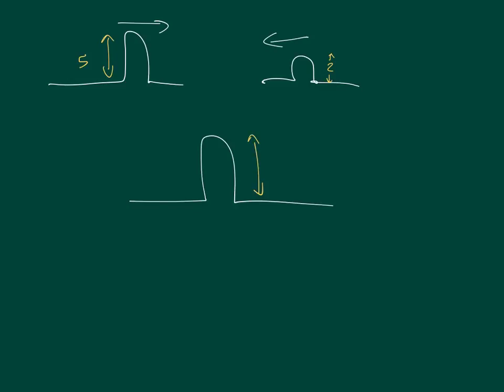So this height, they combine to make a height of 7, okay, when they actually hit each other. And then the waves will continue and they'll pass through each other. So this little guy with 2 will continue on, and this bigger guy that had a height of 5 will continue on this way. So this is an example of constructive interference.